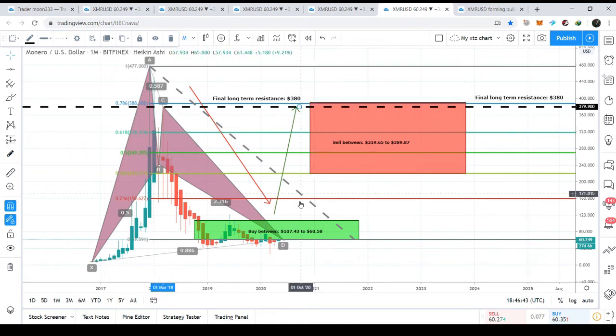But so far it is moving in this potential reversal zone, and we can also use this maximum extent of the potential reversal zone on the monthly chart candlestick as our stop loss.